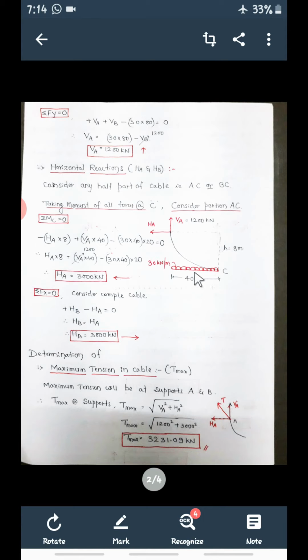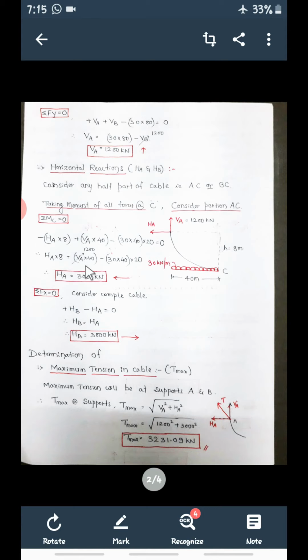Then this UDL, convert UDL into point load. So 30 into 40 becomes the point load here. What is the moment of this point load about C? Again this will be anti-clockwise, minus. So minus 30 into 40 as the point load, and its moment arm with respect to C is half of this 40, that is 20. So this is summation MC, and this is equal to 0.